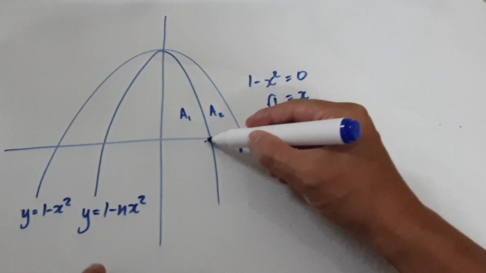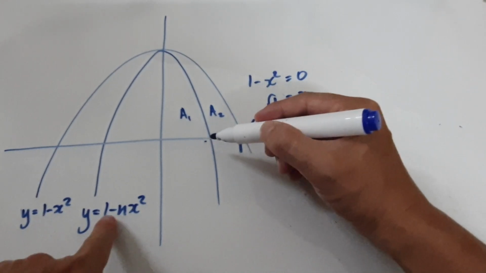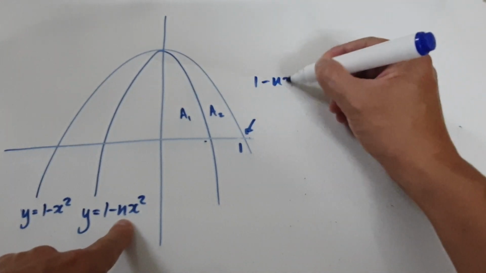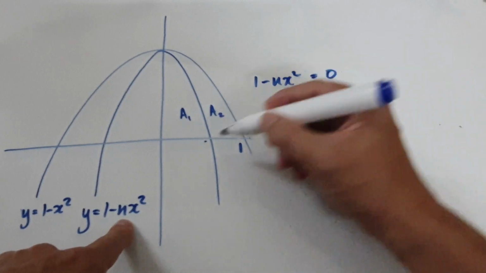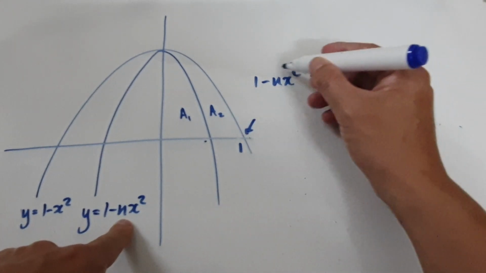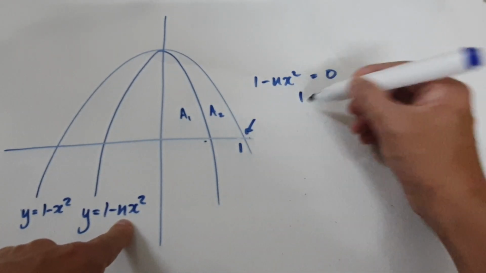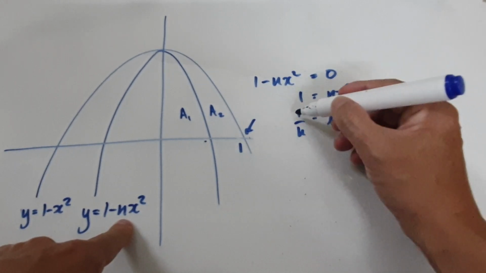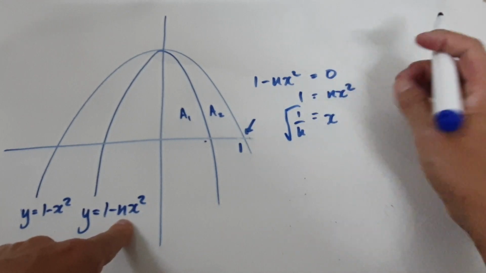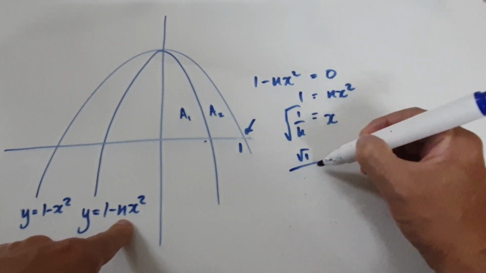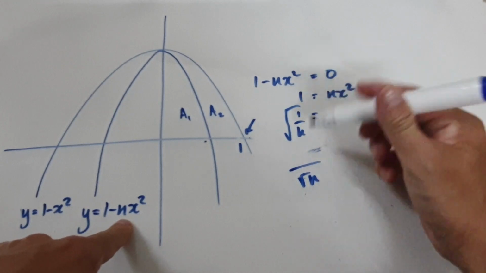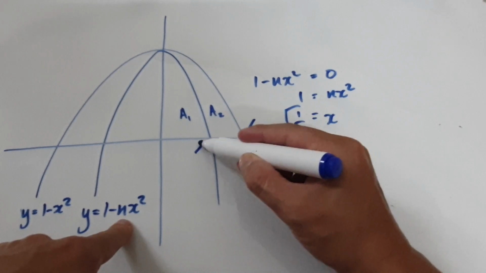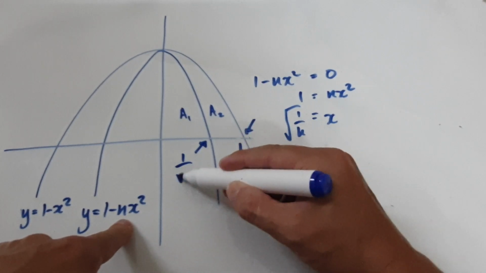Where will this other root be? This would be when this thing equals 0, because we're trying to find the roots here. So add this thing to both sides, then divide by n, and then square root both sides, which turns out to be 1 over root n. So the root here is 1 over root n.